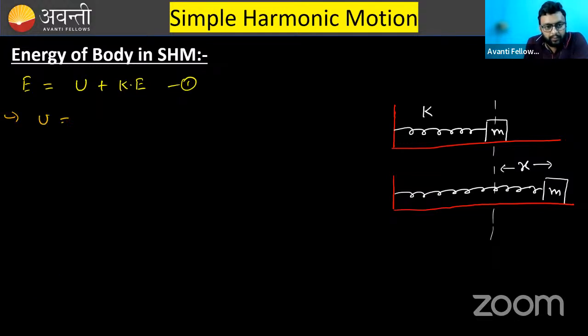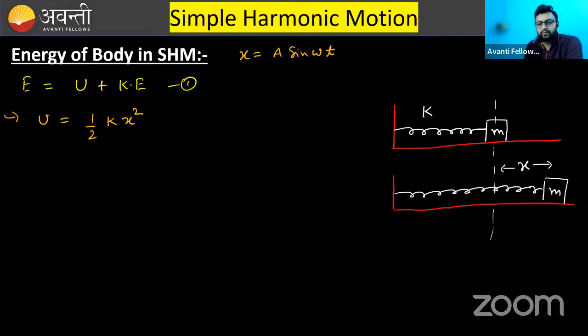You know that the potential energy of a spring mass system is half k x square. Don't say that you don't know about this. This is the basic fundamental relation that we have studied in work, energy and power. The potential energy of the system is half k x square. Here x is nothing but the equation of SHM, the position of the particle, which is given by A sine omega t.